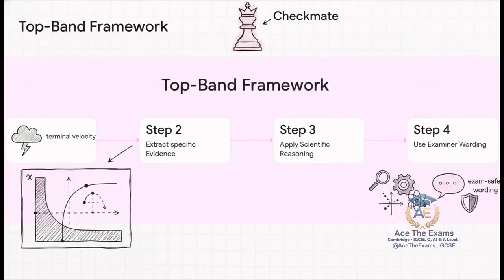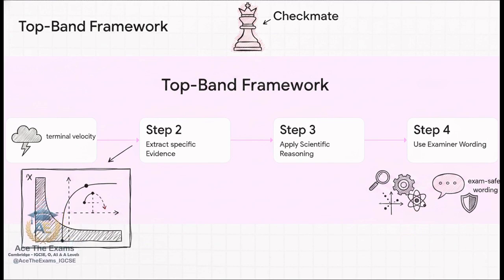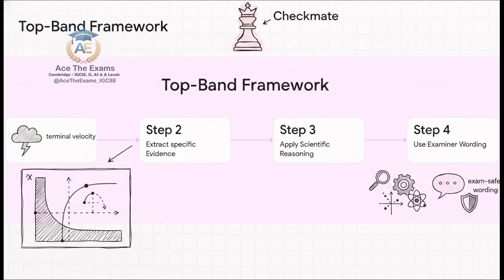When we look at the source mark schemes, this top-band framework emerges that lets you essentially checkmate the examiner. Whenever you're faced with explaining a complex graph like this, you have to use these 4 steps. Step 1, always state the core concept like terminal velocity or deceleration. Step 2, extract specific evidence from the data. Literally pull numbers or letters right off the axis. Step 3, apply your scientific reasoning to connect that data to the physics. And step 4, secure the whole shebang with precise, exam-safe wording.